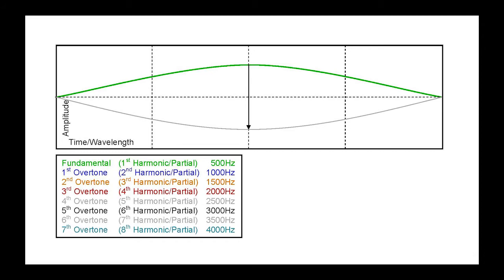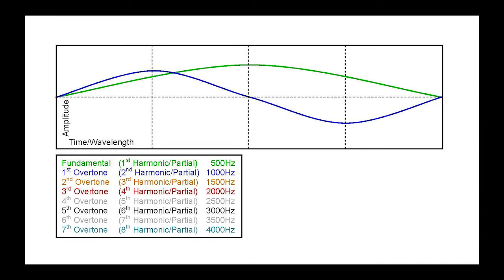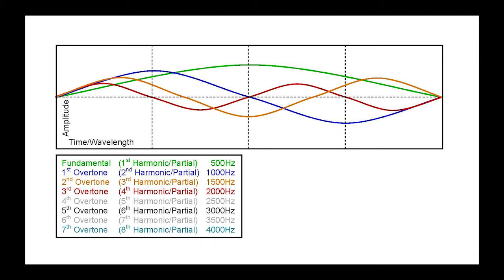The green arc shows a string vibrating as a whole. And let's say for our purposes 500 cycles per second or 500 hertz. The blue arc then would show the string vibrating in half at 2 times the fundamental frequency or 1000 hertz. The orange arc shows the string vibrating in thirds at 3 times the fundamental frequency or 1500 hertz. The red arc shows the string vibrating in fourths at 4 times the fundamental frequency or 2000 hertz. The black arc shows the string vibrating in sixths, that would be 6 times the fundamental frequency, or 3000 hertz.